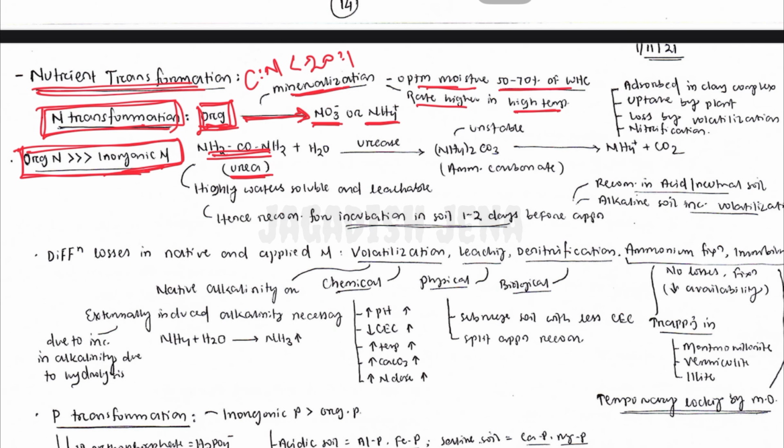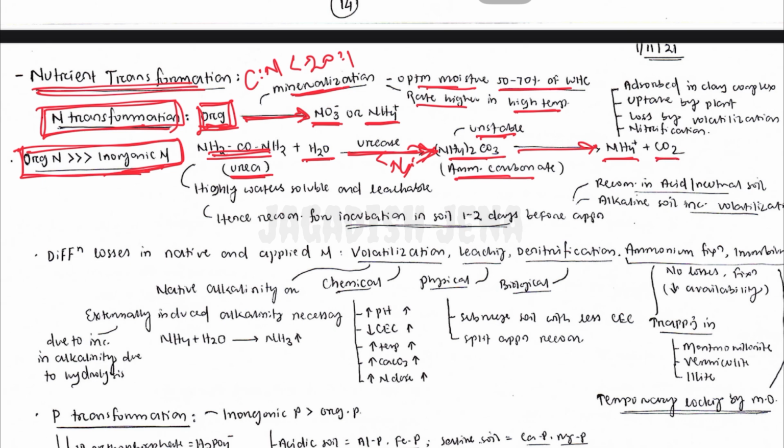When we apply urea in the soil, it combines with water, that is, the soil's available moisture, and then the urease enzyme acts on it. The major component of the urease enzyme is nickel. After the action of urease, urea converts to ammonium carbonate, (NH4)2CO3, which is unstable, and it further converts to ammonium NH4+ and carbon dioxide.